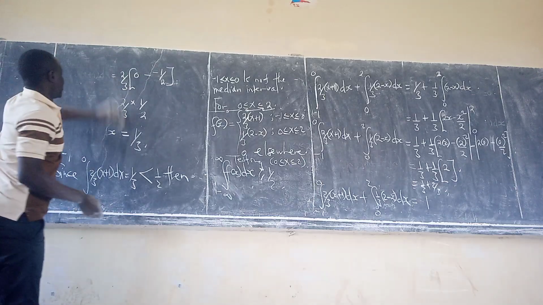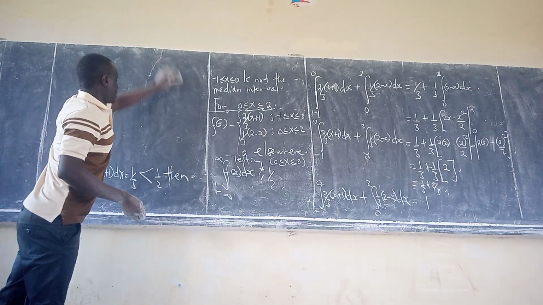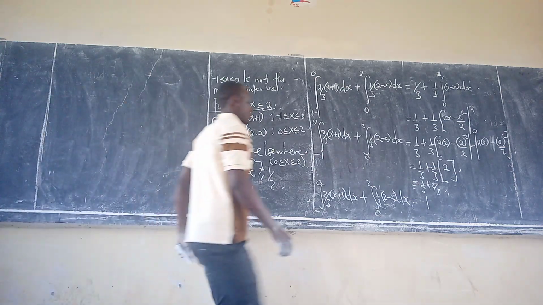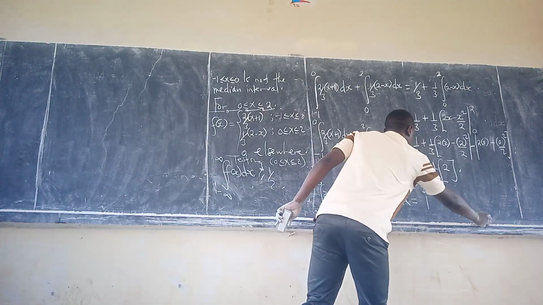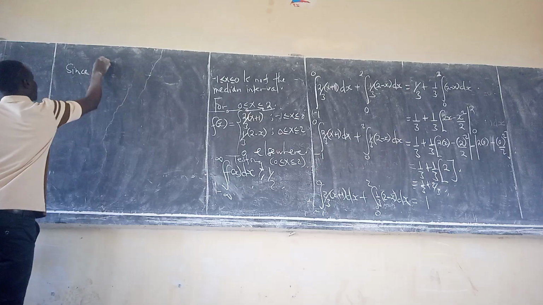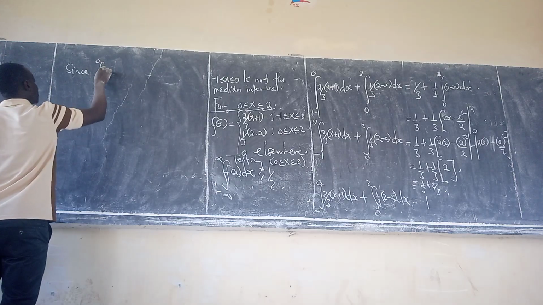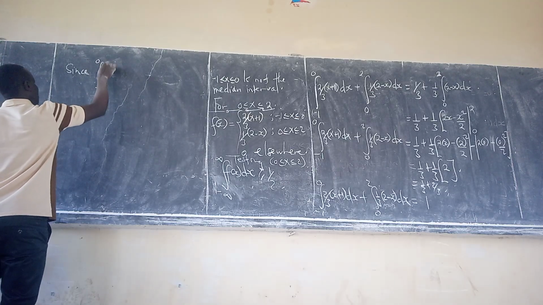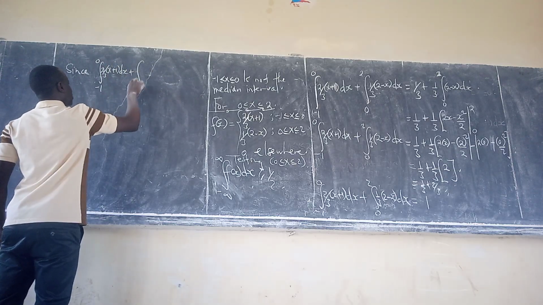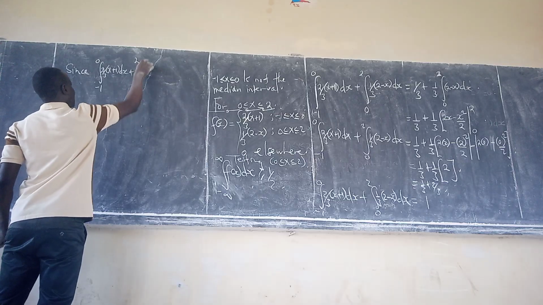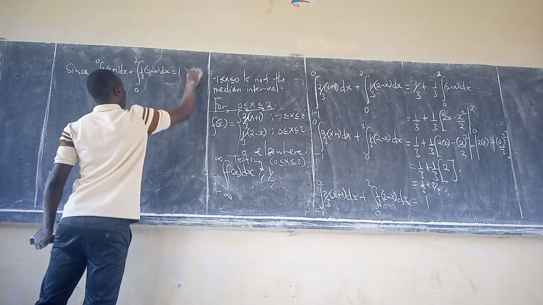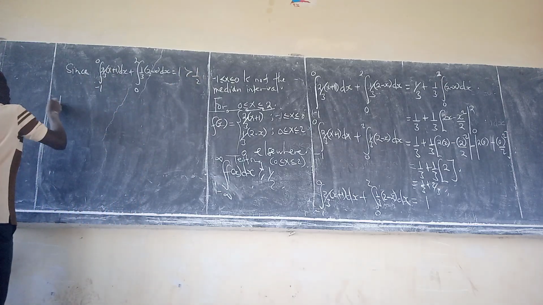So we are concluding from here that since the integral from negative 1 to 0 of 2 over 3 into x plus 1 dx plus the integral from 0 up to 2 of 1 over 3 into 2 minus x dx is equal to 1, which is greater than a half.